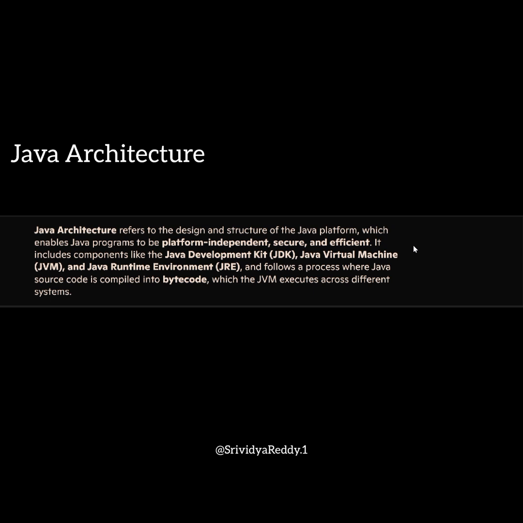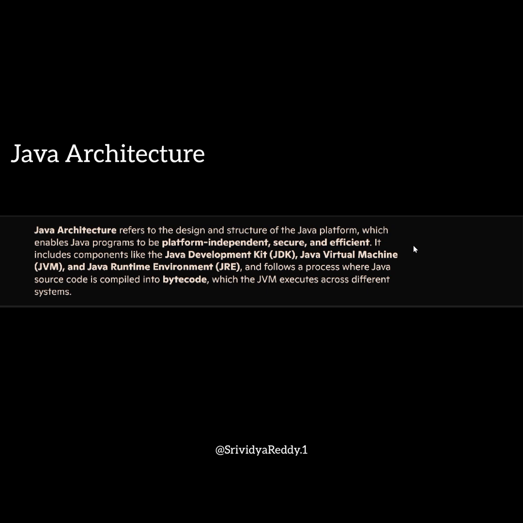Coming to the definition, Java architecture refers to the design and structure of the Java platform, which enables Java programs to be platform independent, secure and efficient. Platform independent means we can run the .class code in any operating system such as Linux, Unix or any other, and it is secure and efficient, so we can use it in a very secure, simple and efficient way.